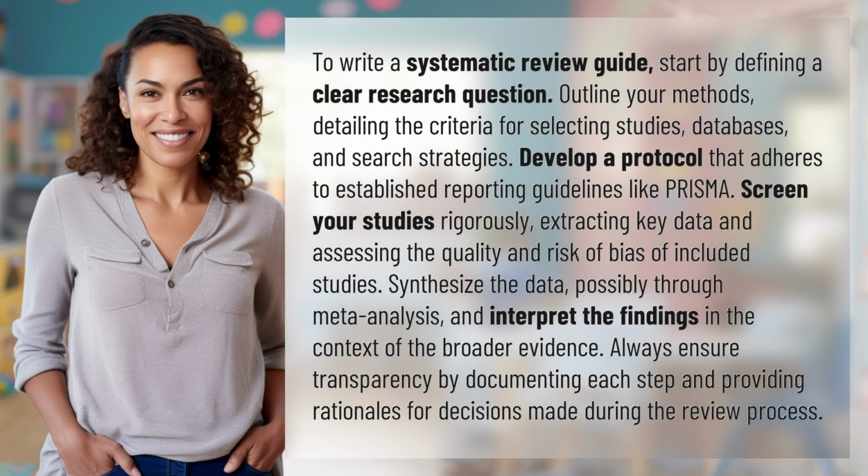To write a systematic review guide, start by defining a clear research question. Outline your methods, detailing the criteria for selecting studies, databases, and search strategies. Develop a protocol that adheres to established reporting guidelines like PRISMA.